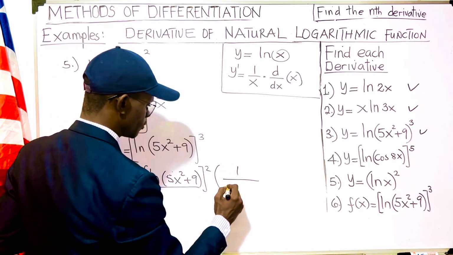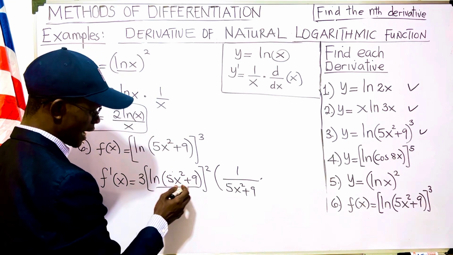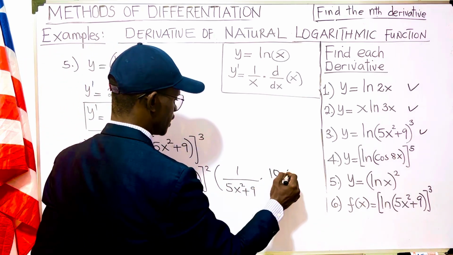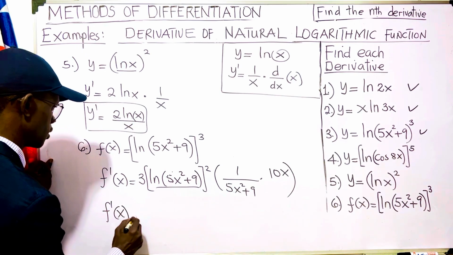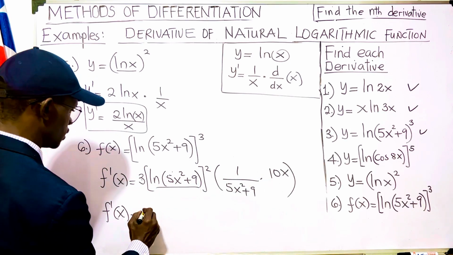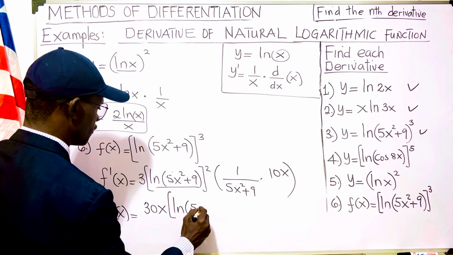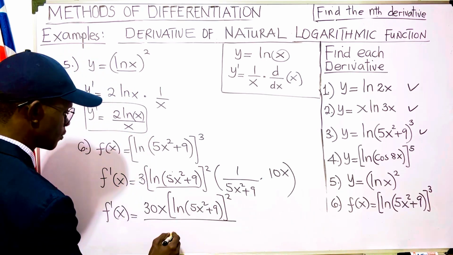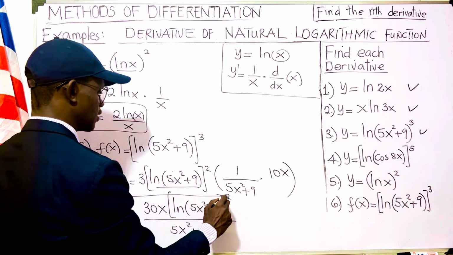It's just 1 all over 5x squared plus 9 times the derivative of this argument, 5x squared plus 9, which is 2 times 5, that is 10, so it's 10x. So what do we have? f prime of x is equal to 10 times 3, which is 30, so this is 30x times ln of 5x squared plus 9 all raised to the second power, divided by 5x squared plus 9. So this is our final answer.